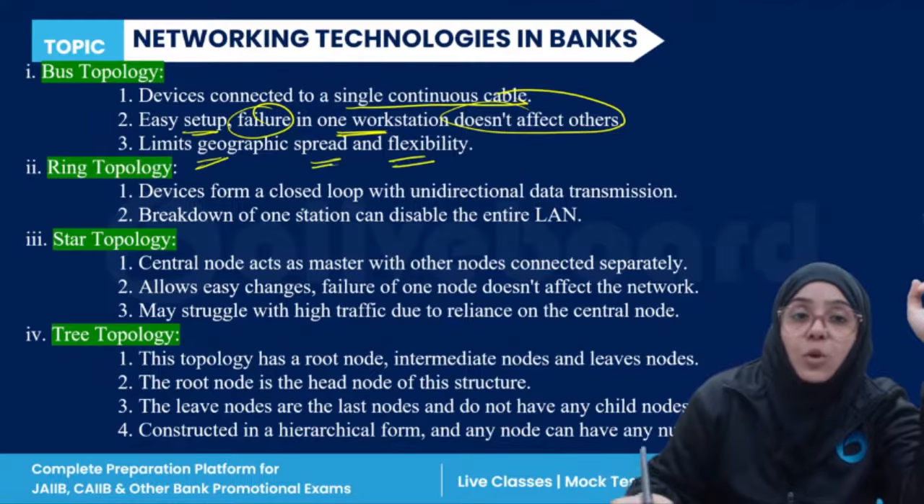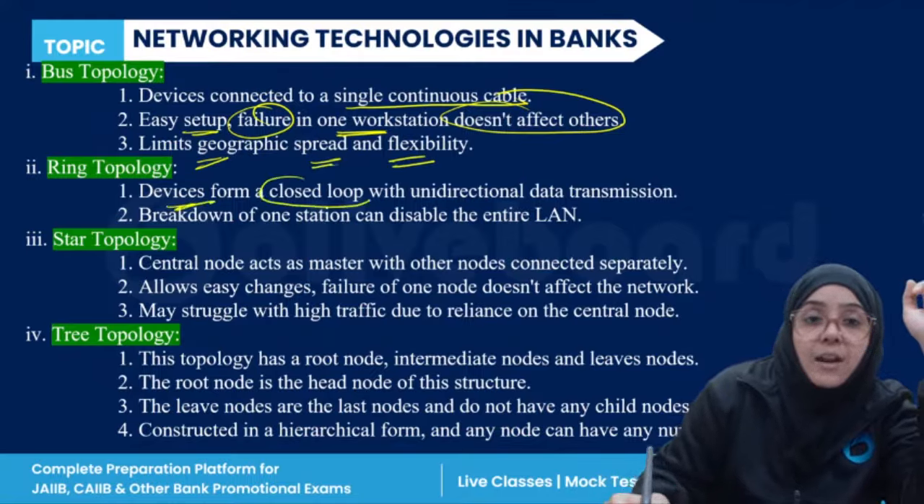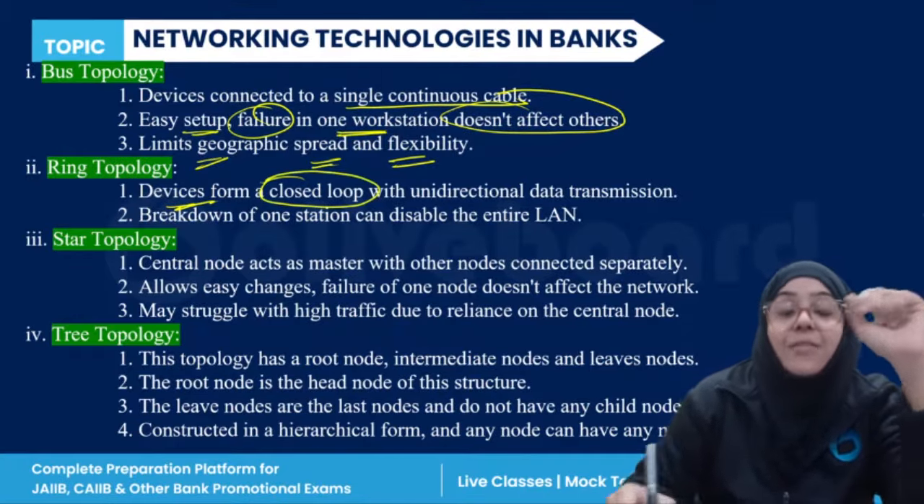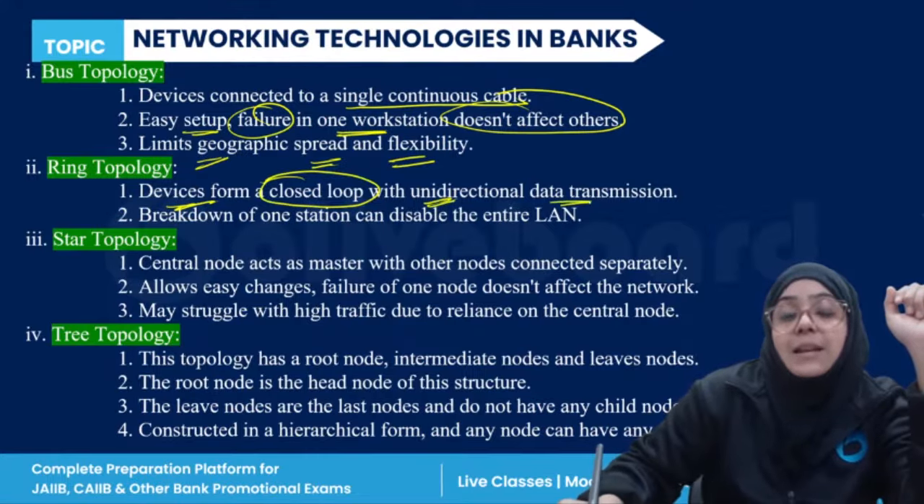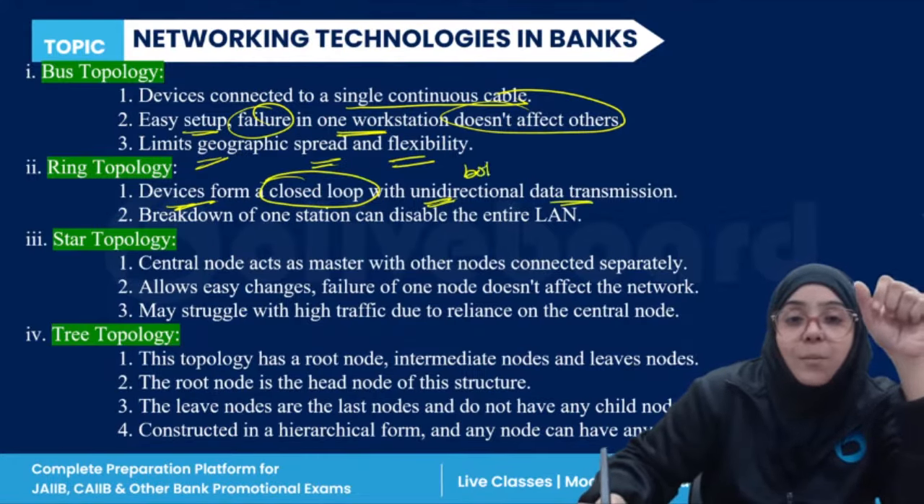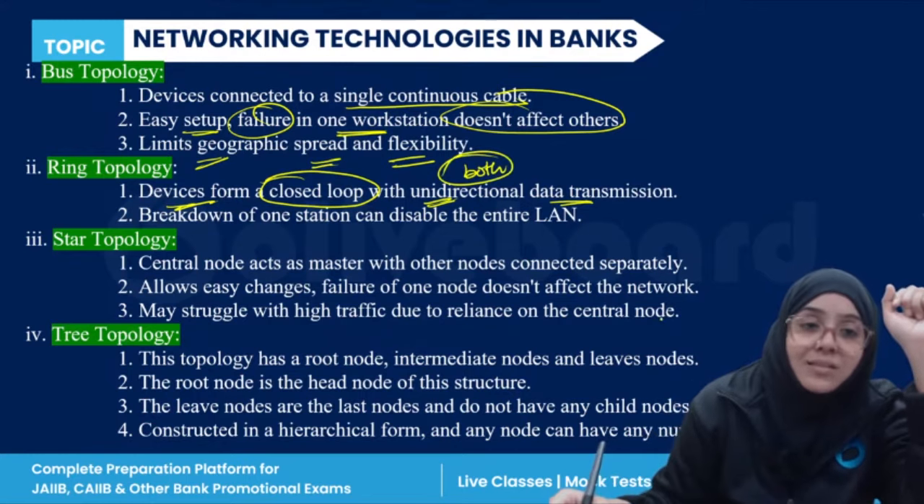Second, there is a ring topology. Devices are connected and form a closed loop, and there is unidirectional data transmission. Unidirectional means in both ways data is transmitted.